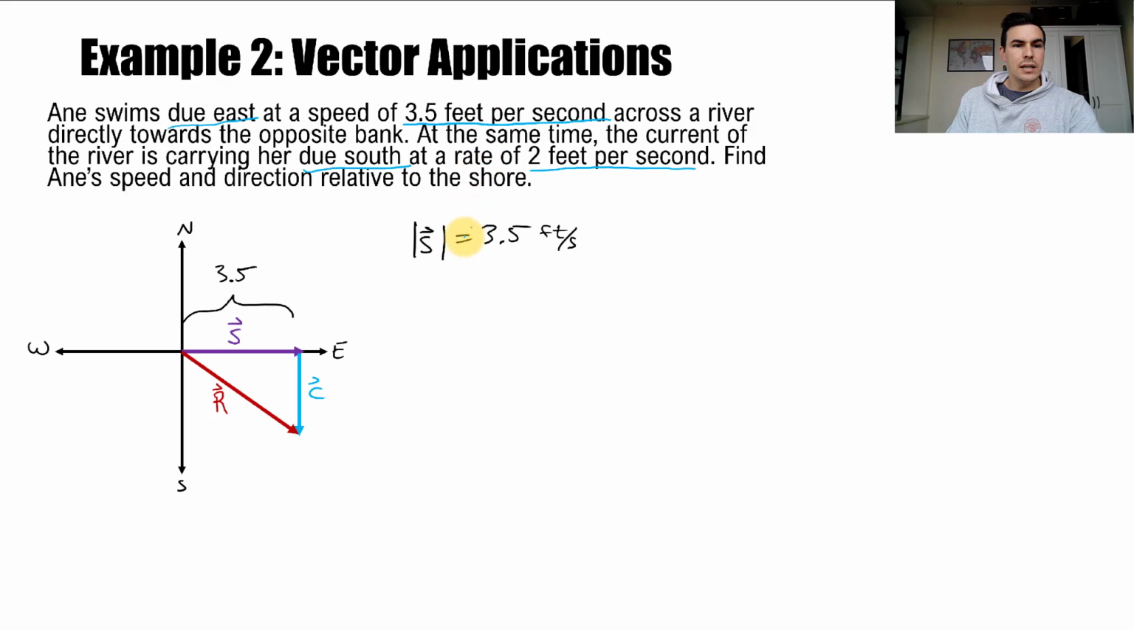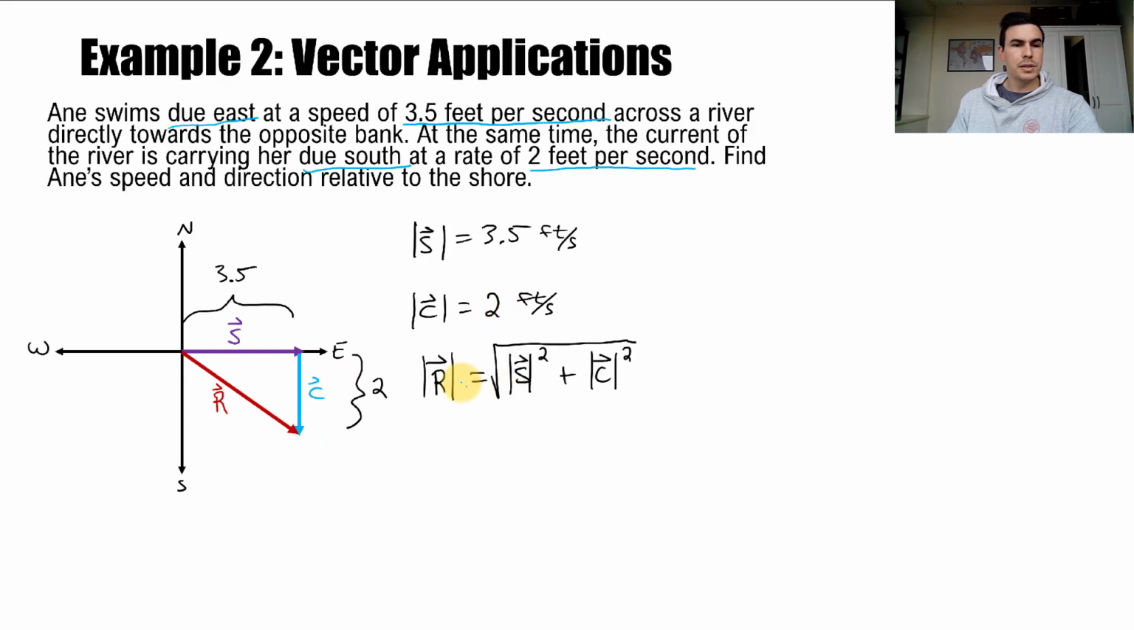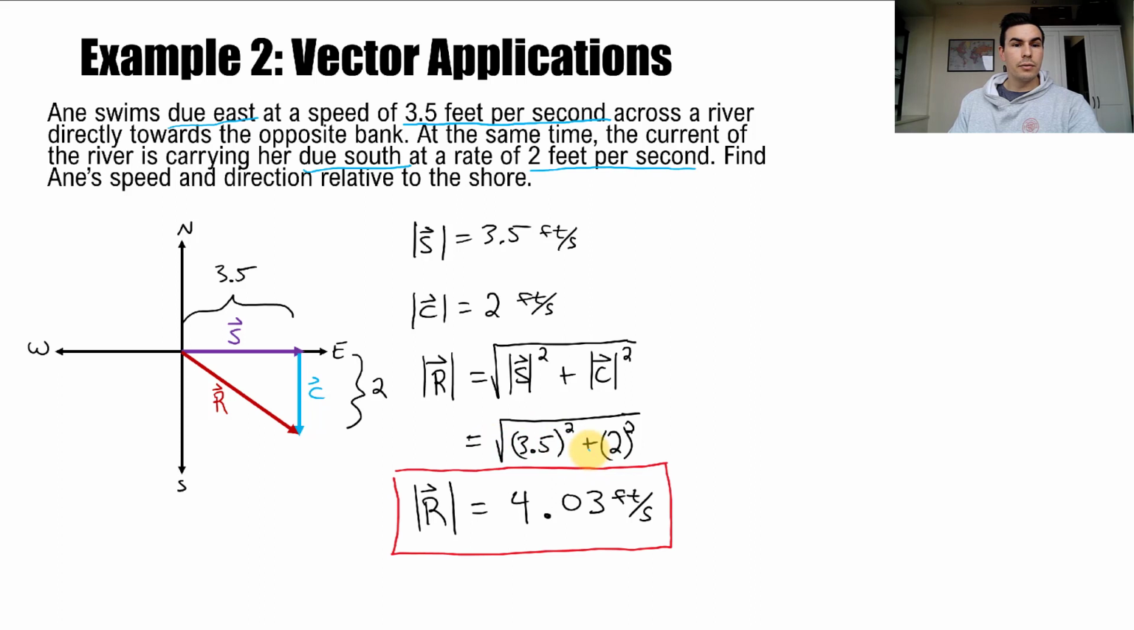Now, our magnitude of S we're saying is 3.5 feet per second. Our magnitude of C is going to be 2 feet per second. So using our Pythagorean theorem, we should be able to find the magnitude of our resultant vector, right? The resultant vector will just be the square root of the magnitude of S squared plus the magnitude of C squared. That's just our Pythagorean theorem right there. So that's going to be the square root of 3.5 squared plus 2 squared, which gives us a resultant vector of 4.03 feet per second.